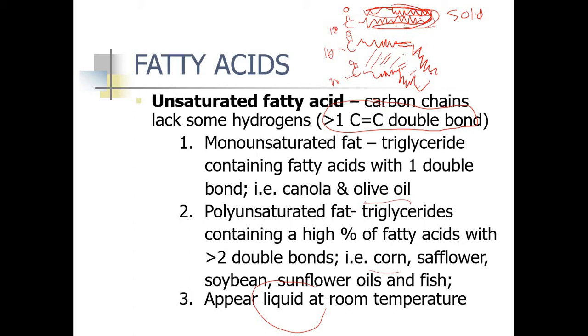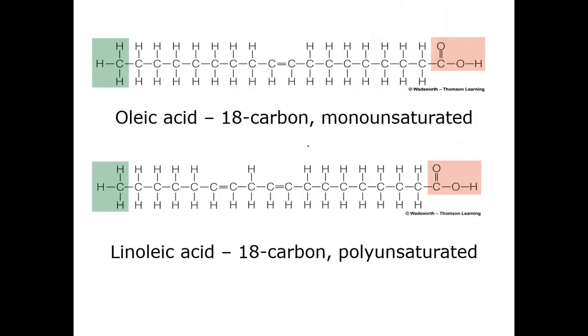Whereas here, because of the spaces in between, because of the kink formed by the double bond, there's a fold here. This allows a non-rigid structure, meaning it's more fluid compared to the saturated. That's why they appear liquid at room temperature. Examples of unsaturated fatty acids are oleic and linoleic acid. These are common unsaturated fatty acids.